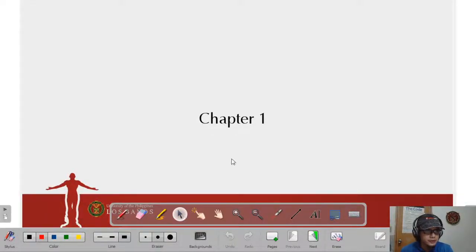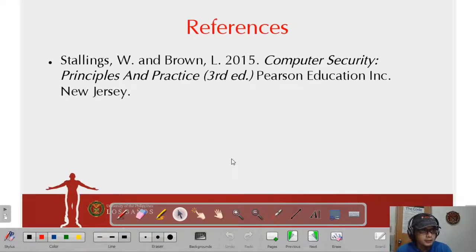Hello, students. We now proceed to chapter 1 of our ComSci 191 class. This chapter is derived from our textbook, Computer Security Principles and Practice, 3rd edition, by Stallings and Brown.